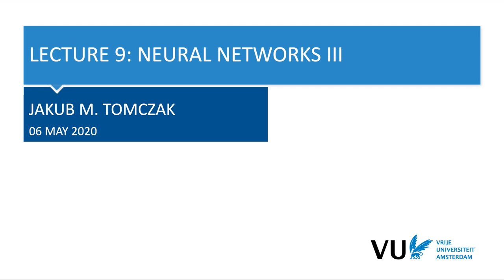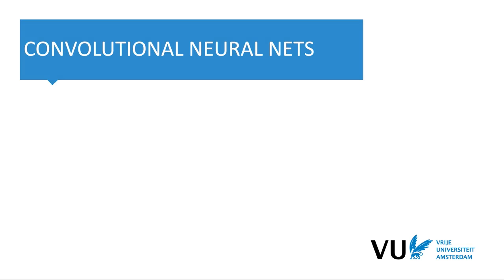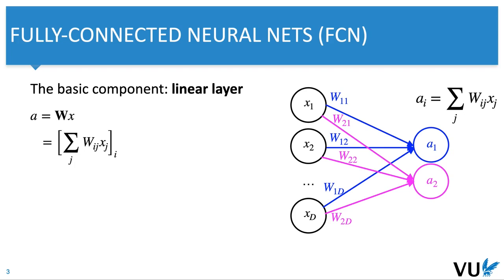And the final part will be about processing, for instance, images in an unsupervised manner using autoencoders. So let's start with convolutional neural networks.